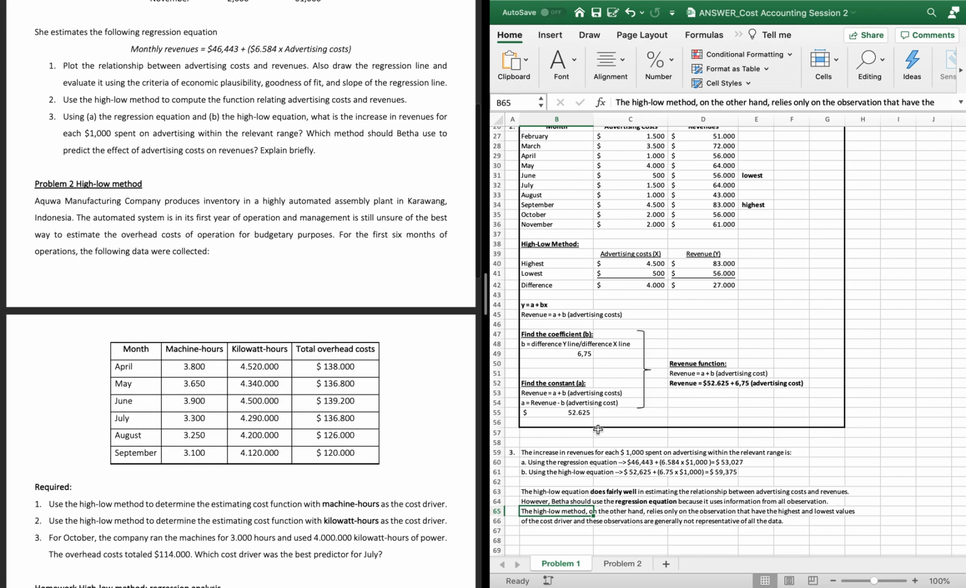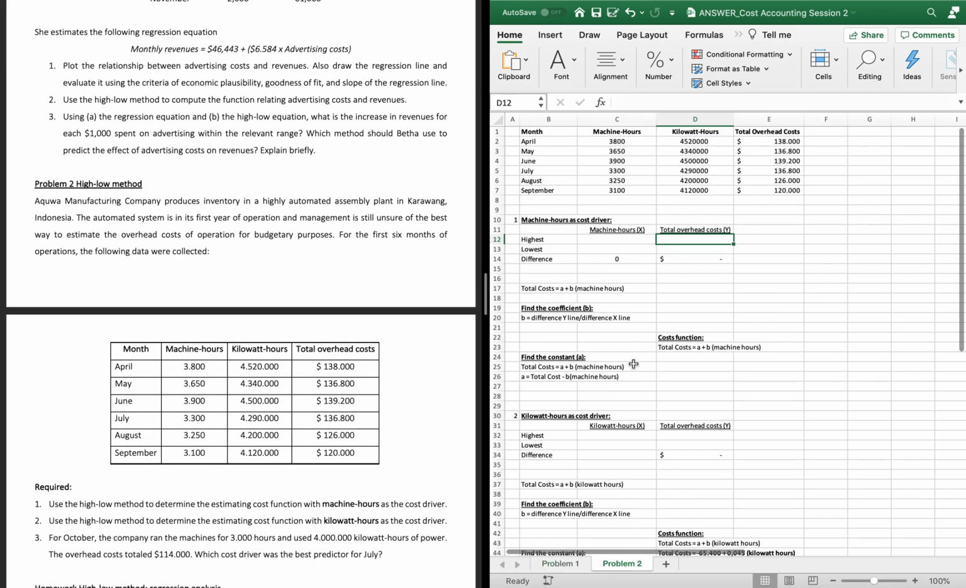Next, we're going to continue to problem number 2, which is the high-low method. Aqua Manufacturing Company produces inventory in a highly automated assembly plant in Karawang. The automated system is in its first year of operation, and the management is still unsure of the best way to estimate the overhead cost of the operation for budgetary purposes. Here are the data for the first 6 months. It has the machine hours, kilowatt hours, and the total overhead cost.